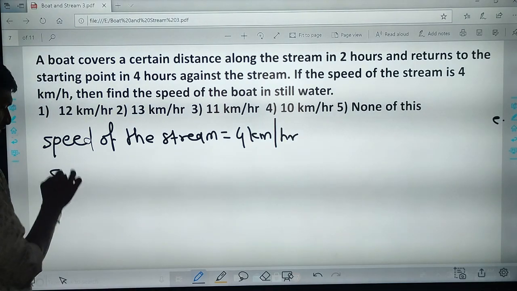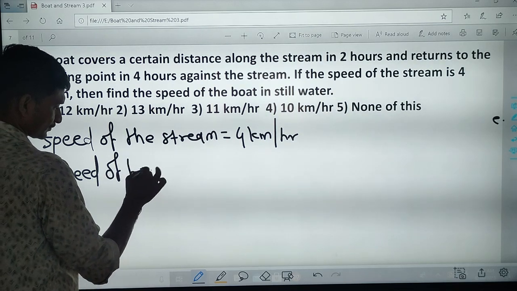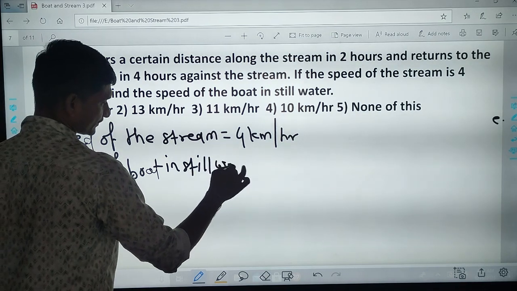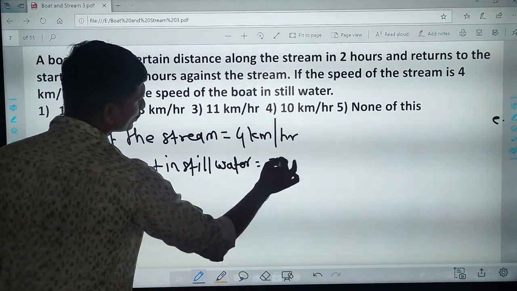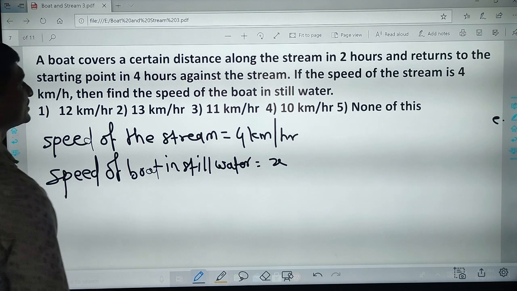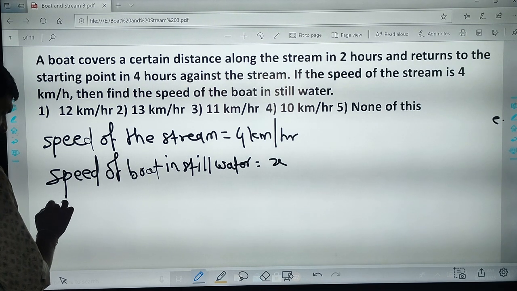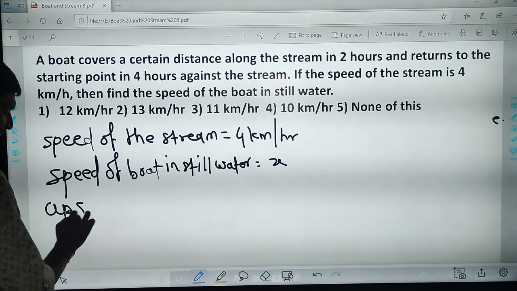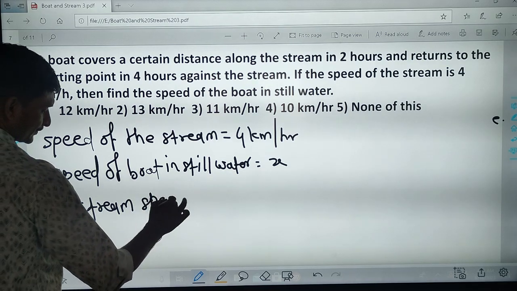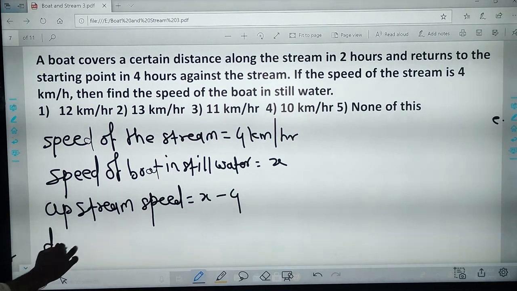Speed of the boat in still water is equal to x. Then upstream speed is the speed of the boat upstream, and downstream speed is the speed of the boat downstream.